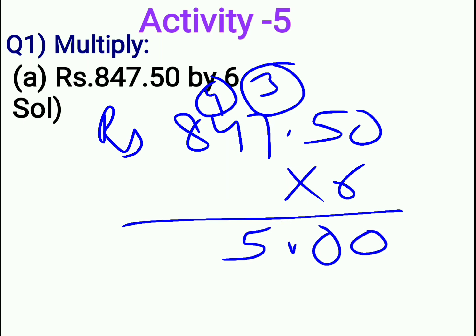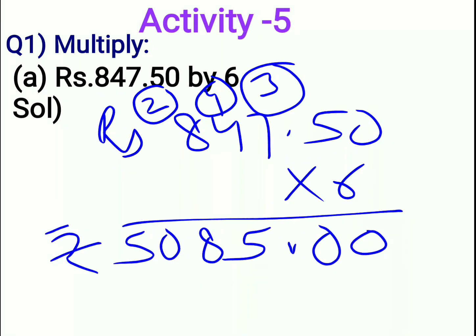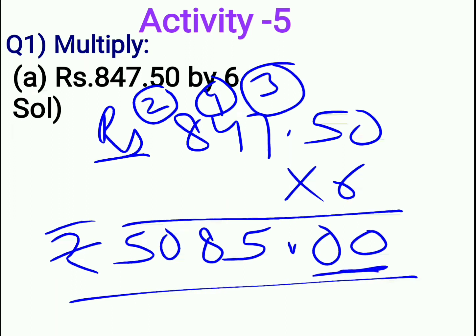4. 6 4s are 24. 24 plus 4 is 28. So 2 will go on. 8. 6 8s are 48. 48 plus 2 is 50. So your answer will be rupees. You can put any sign, this one also and this one also, which is an easy one. Then you see, after the decimal there are two numbers. So we will put the decimal after two numbers, but from the back side.